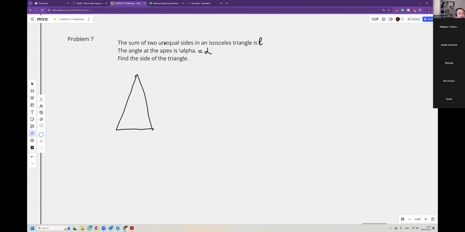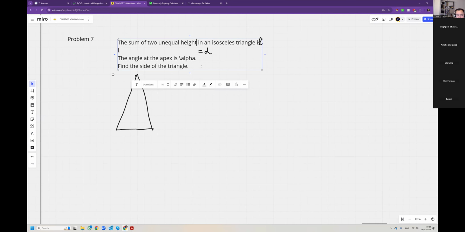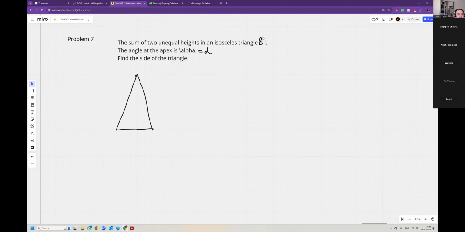The sum of two unequal sides. Ooh, not sides, sorry. Unequal heights. Otherwise it doesn't make sense. Sorry. L. The angle at the apex is alpha. Find the side of the triangle. Okay. What does it even mean?